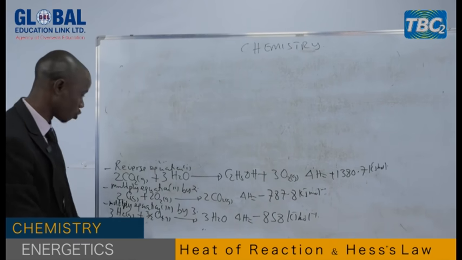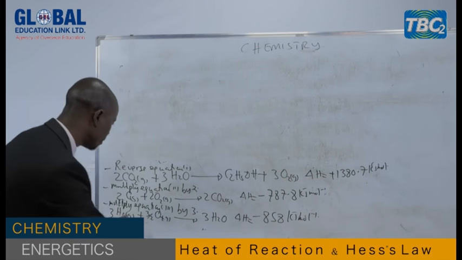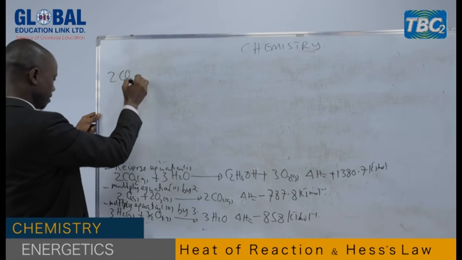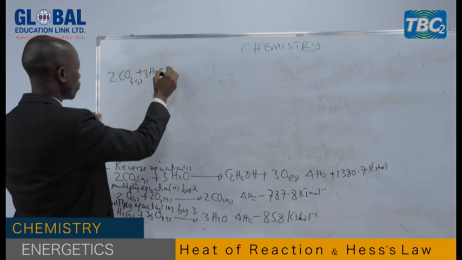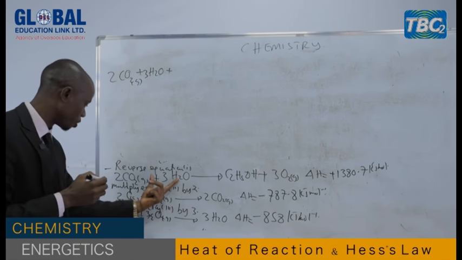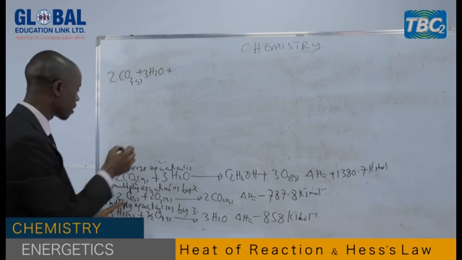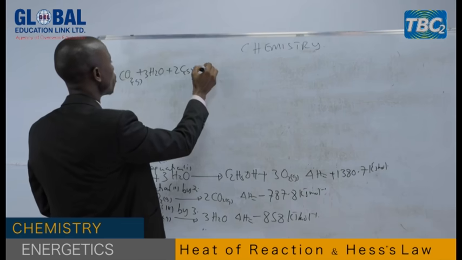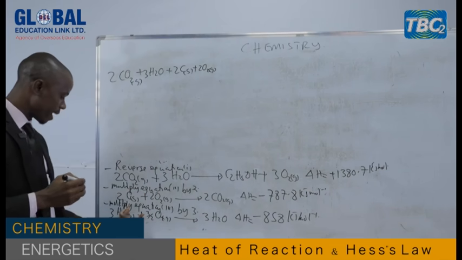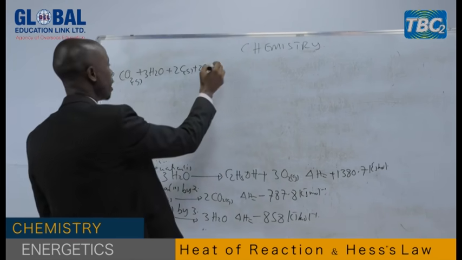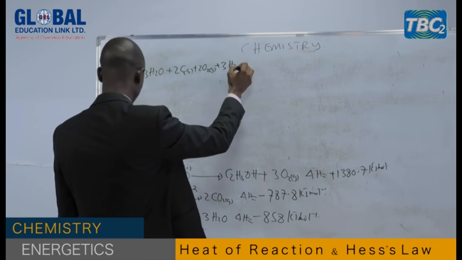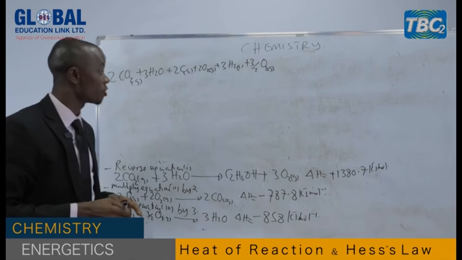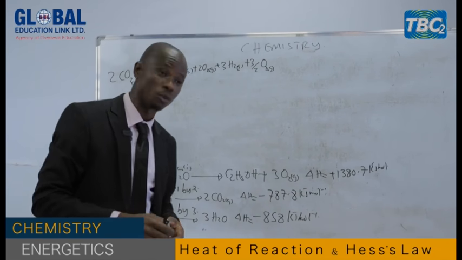Yes, these are the data. So what you have to do is add these equations together. For the first equation, the reactants are 2 carbon dioxide gas plus 3 molecules of water. We go to the second equation. The reactants are 2 carbon solid plus 2 oxygen gas. For the third equation, we have 3 hydrogen gas plus 3/2 oxygen gas. So those are the reactants for the 3 manipulated equations.